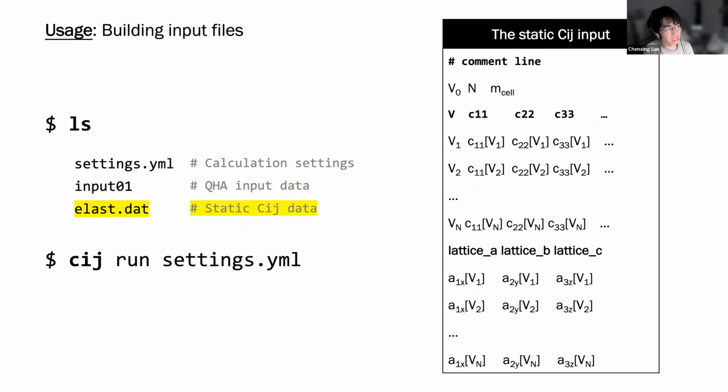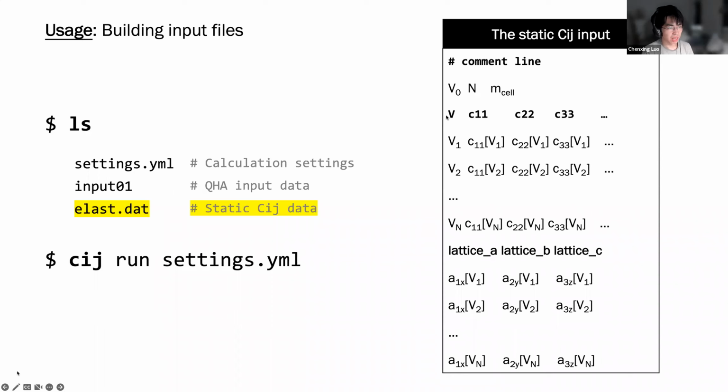And the third file is the static CIJ data, where you specify the volume, number of volumes, and the mass, which are used to calculate the velocities.